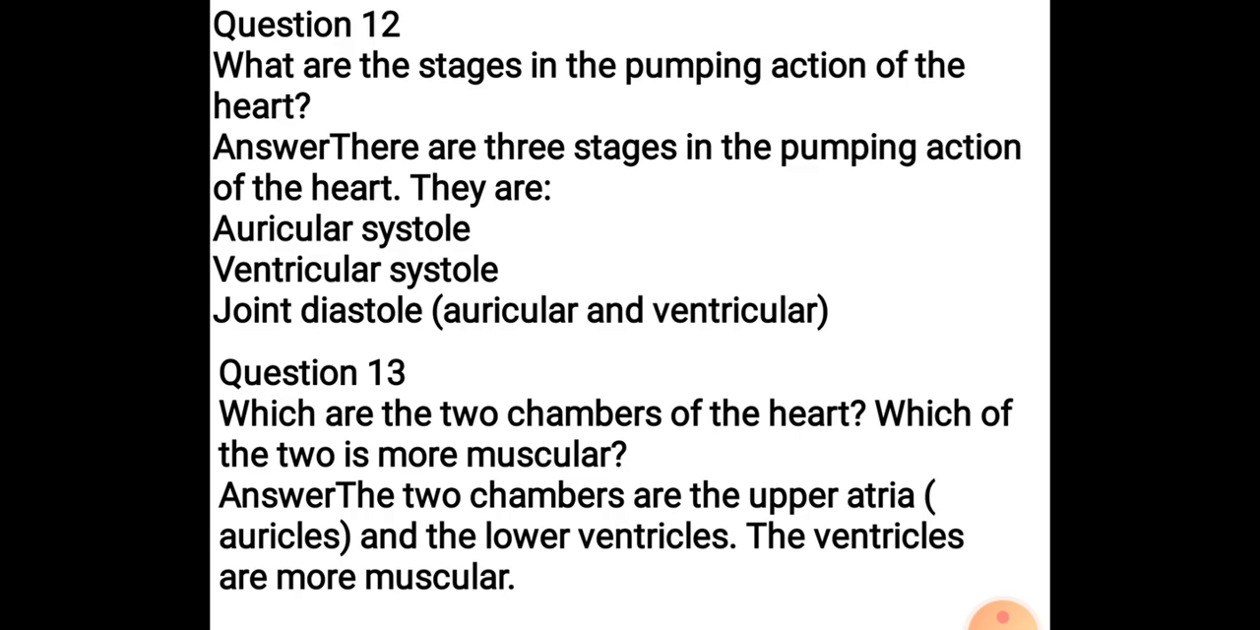Which of the two chambers of the heart is more muscular? So the two chambers are the upper atria, which are also called auricles, and the lower ventricles. Out of these two, ventricles are more muscular because they have to pump blood to the lungs and also to all the body parts. That's why they are muscular.